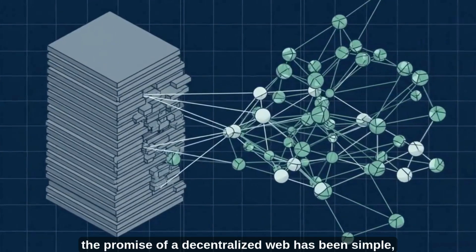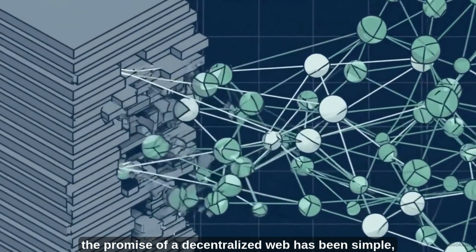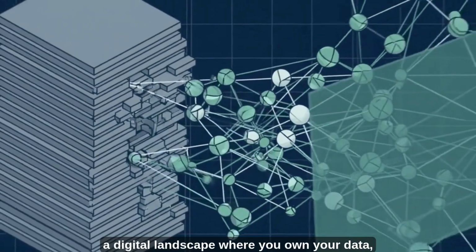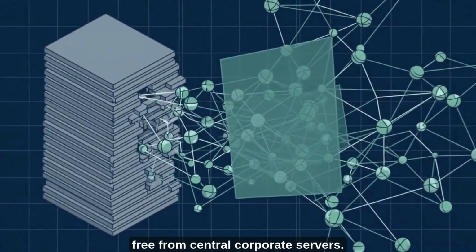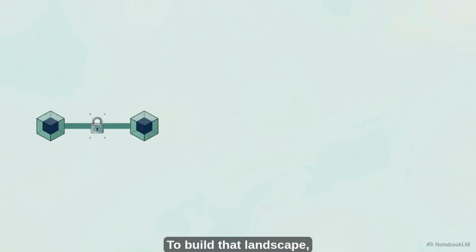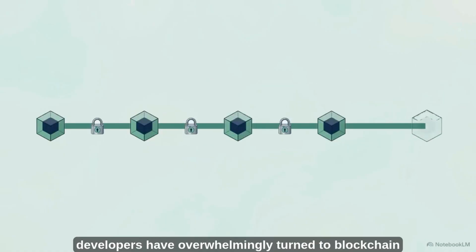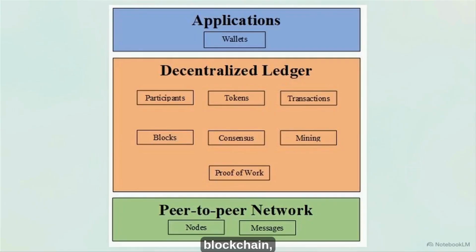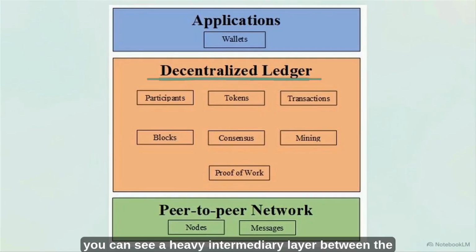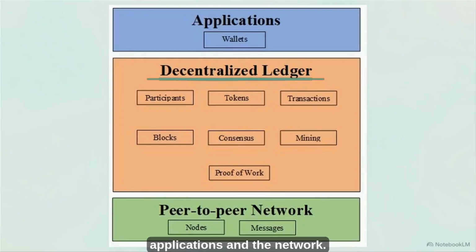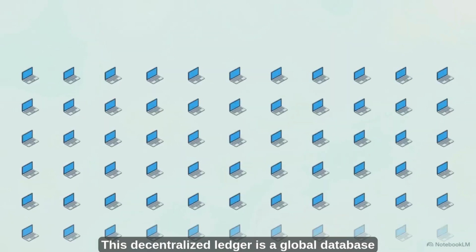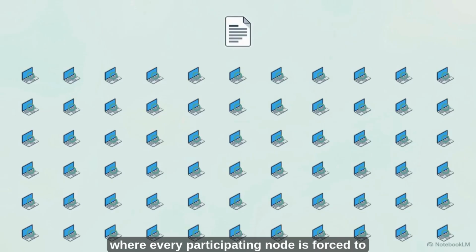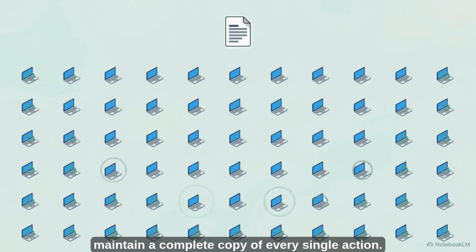For years, the promise of a decentralized web has been simple: a digital landscape where you own your data, free from central corporate servers. To build that landscape, developers have overwhelmingly turned to blockchain technology. But looking at this architectural diagram of a standard blockchain, you can see a heavy intermediary layer between the applications and the network. This decentralized ledger is a global database where every participating node is forced to maintain a complete copy of every single action.